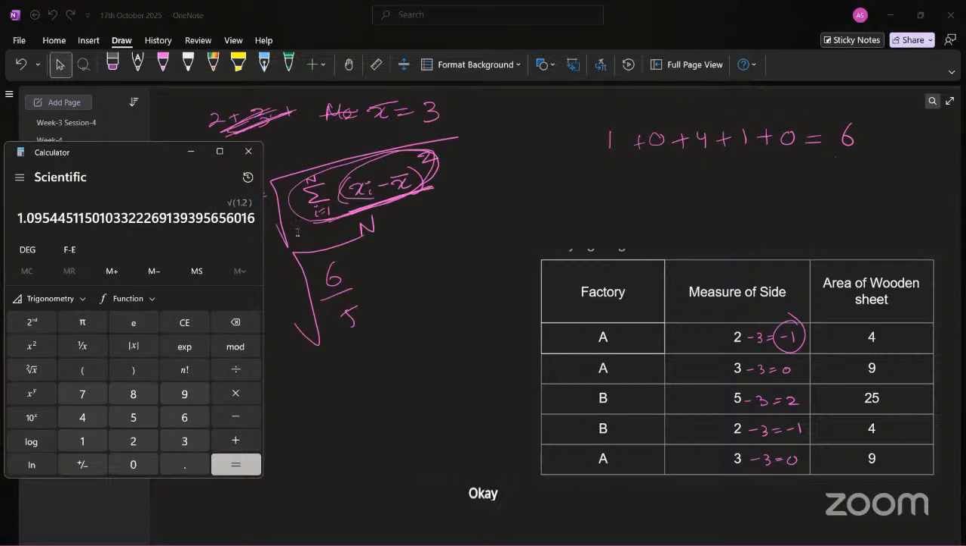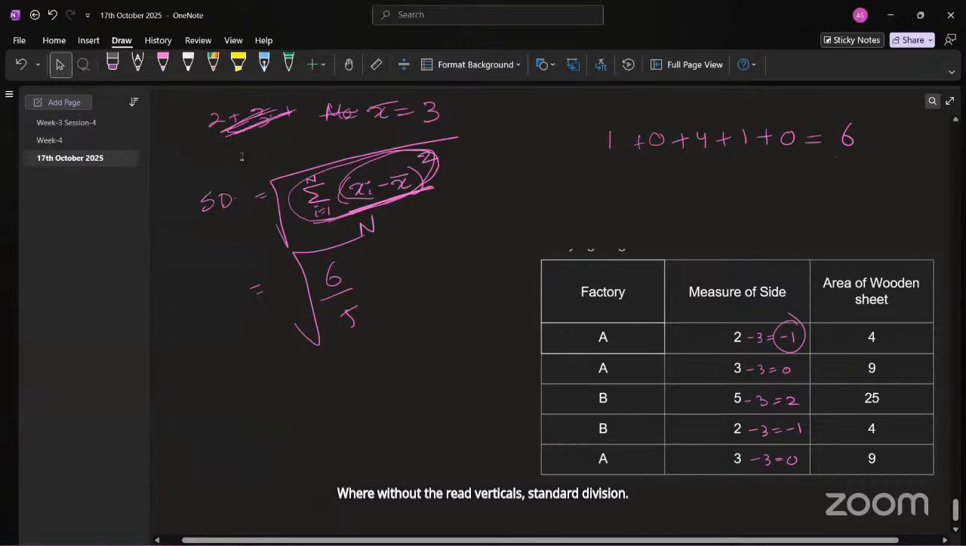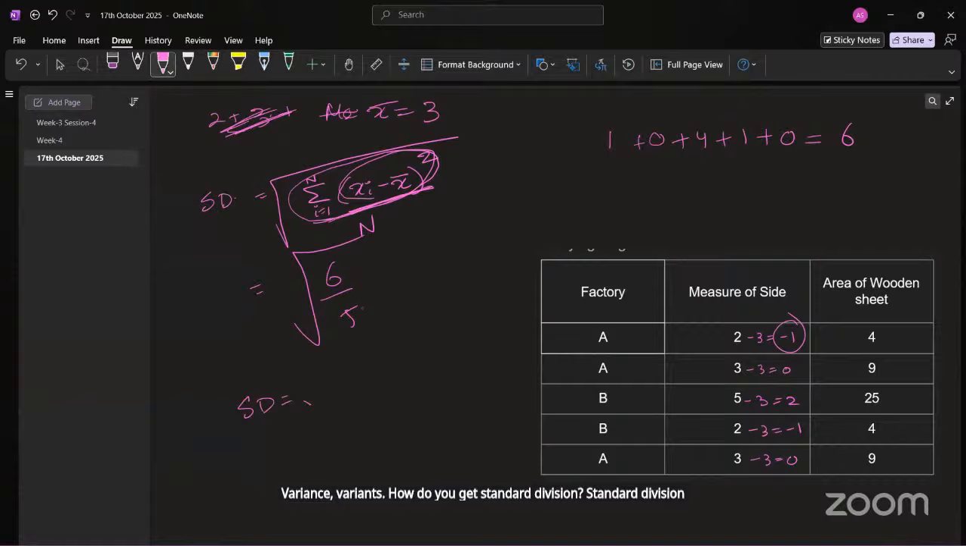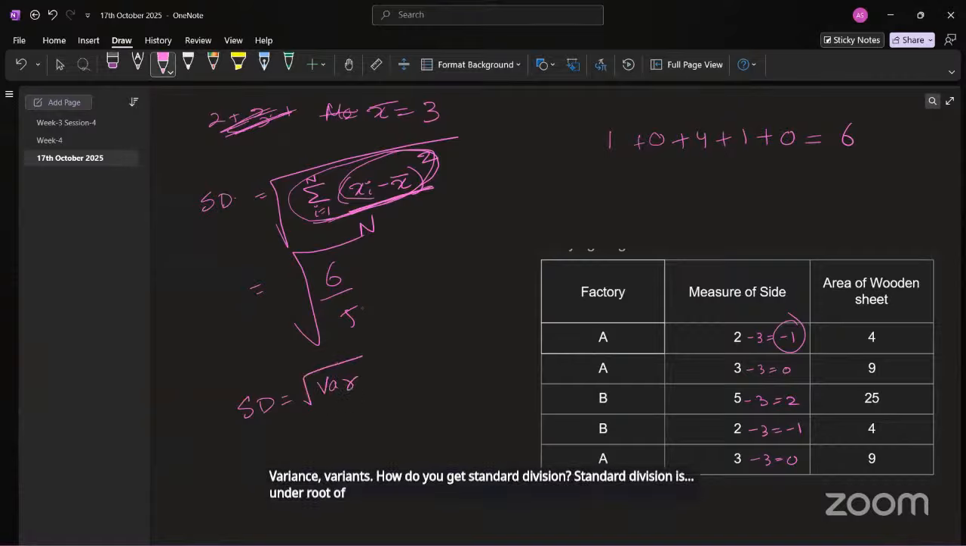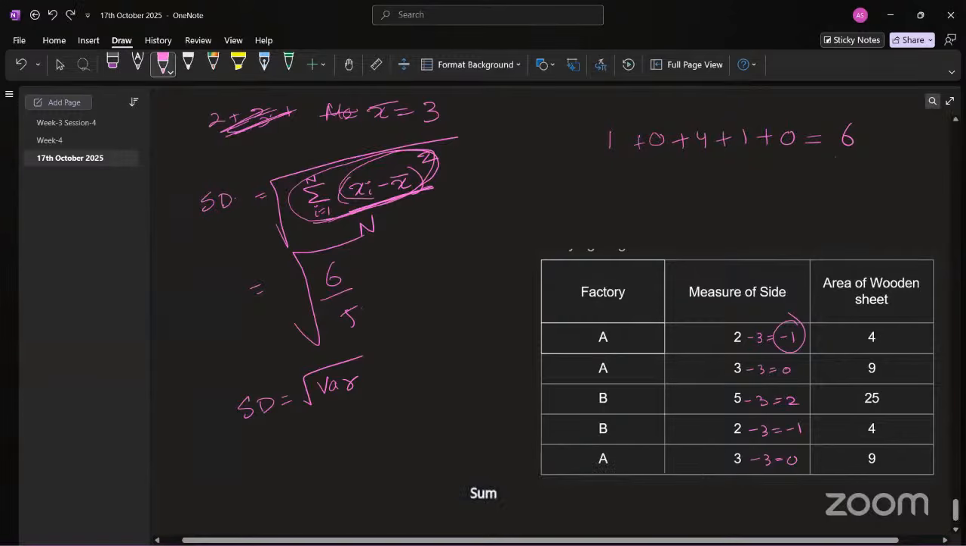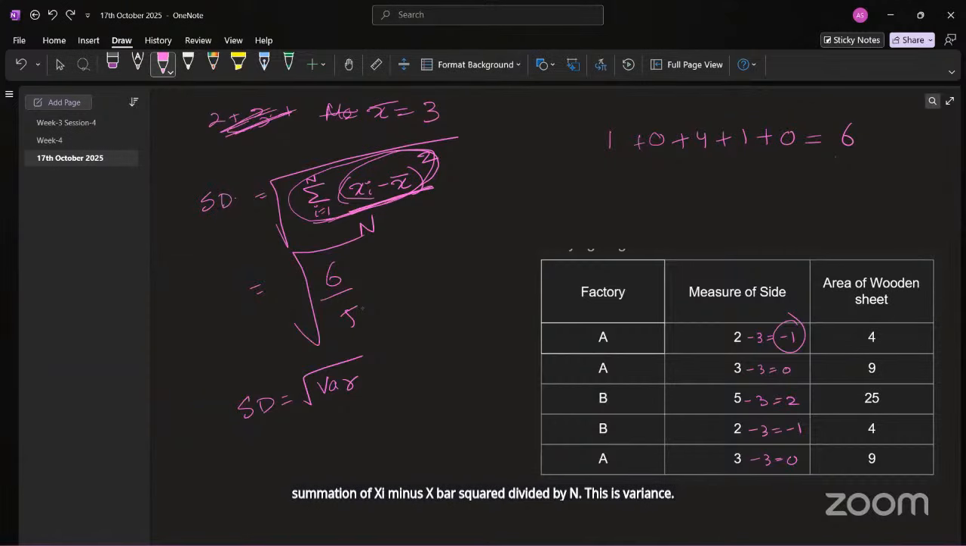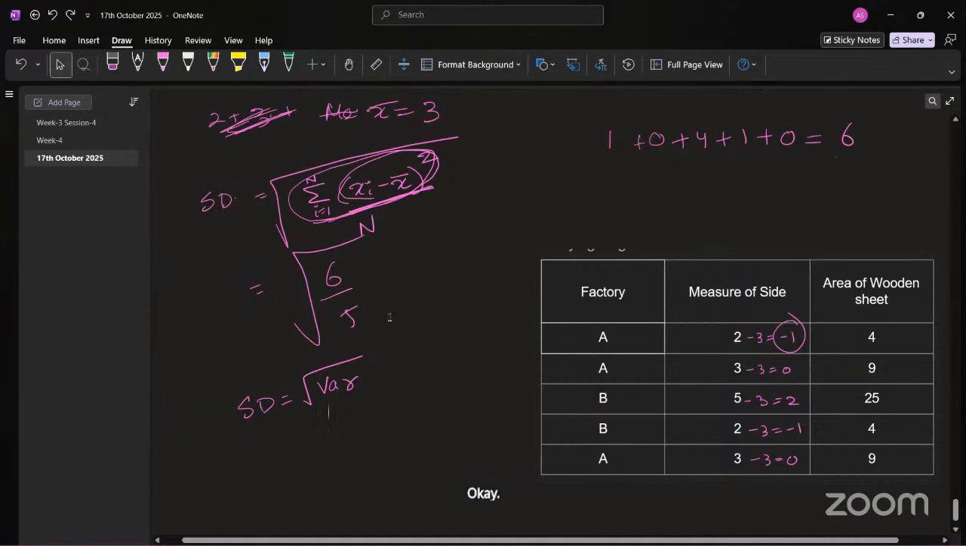Okay. Without the root, it is variance. Without the root, what is it? Variance. How do you get standard deviation? Standard deviation is the square root of variance, right? This term that is inside the root, summation of xi minus x bar square divided by n, this is variance. Okay. I think you all have not watched the lectures.